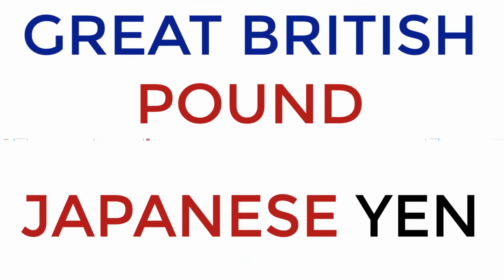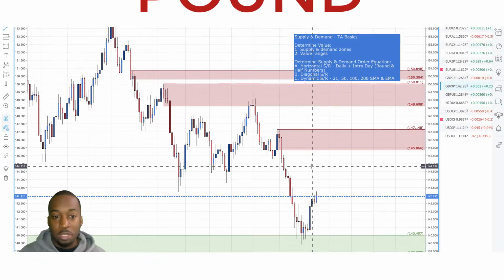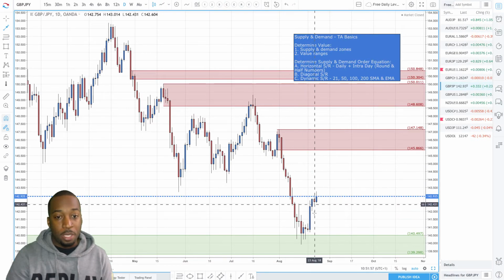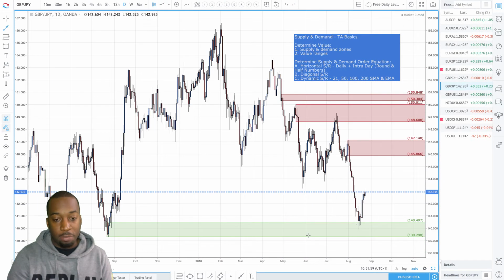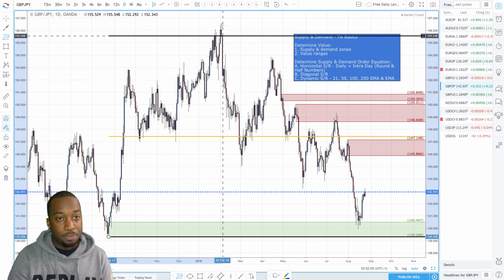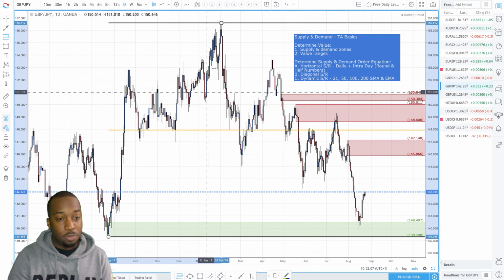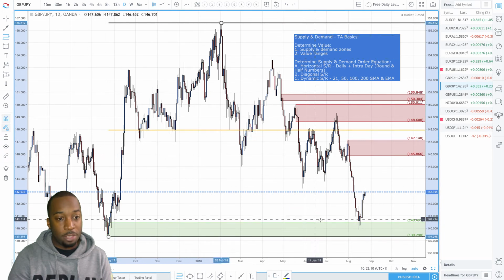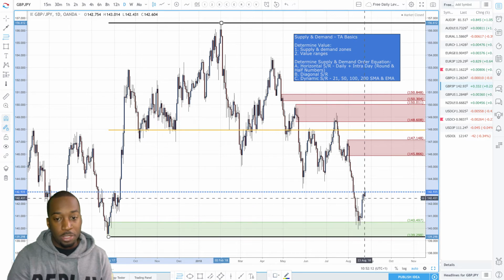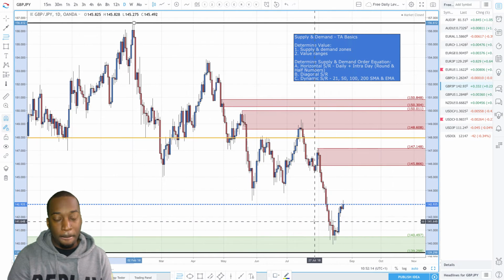Moving on to the pound yen, and again we had prices really react off of this demand zone here, this being the overall range. You can see this is obviously a wide range, an expensive area, cheap area. We can see where prices have reacted, right?